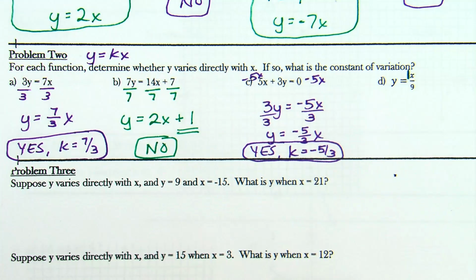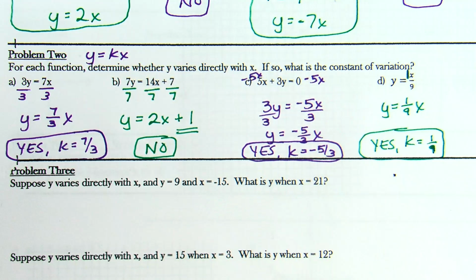And guess what? This is why I said it's a good one. It's a tricky one, isn't it? So, is this direct variation? Yes. And what is my k value? 1/9. So just because it's x divided by a number does not put it out of the question. It can still be direct variation. Can you guys tell that's 1/9? You can tell it's a number.